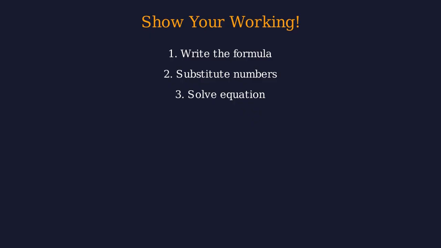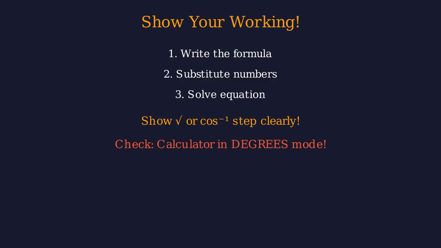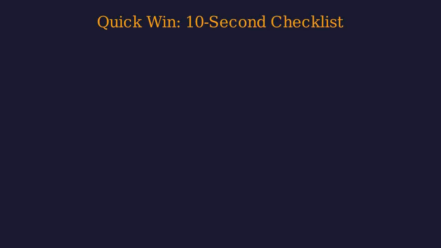Write the formula. Cosine rule. Then substitute the numbers. That's where the marks are. If you're solving an equation for a side, show the square root step. If you're solving for an angle, show the cosine inverse step. And make sure your calculator is in degrees. Small omissions like not showing you did cos inverse can lose that final accuracy mark if the answer is slightly off. Now, the quick win, a 10-second decision checklist you can use on any triangle question.